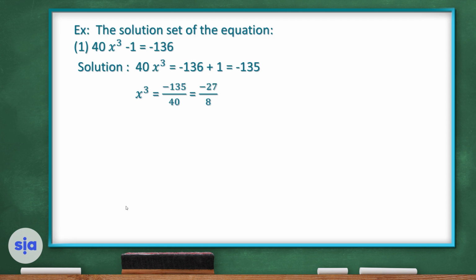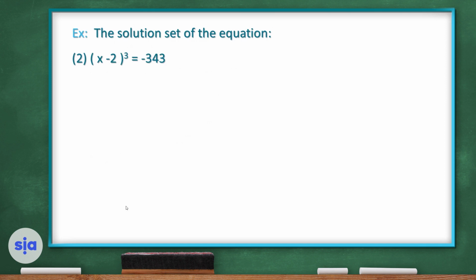X cubed, how can we get rid of the power of 3? Yes, excellent, we make a cubic root on both sides of the equation. So x equals the cubic root of negative 27 over 8, which is negative 3 over 2. Then, in this problem, the solution set is negative 3 over 2.